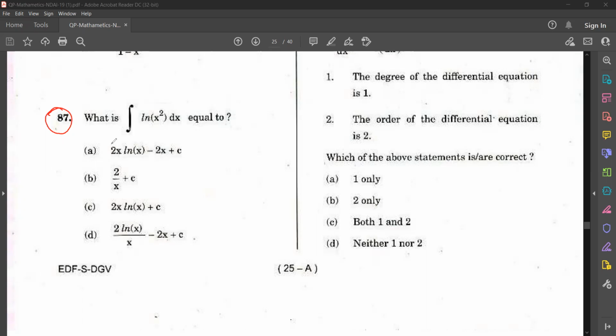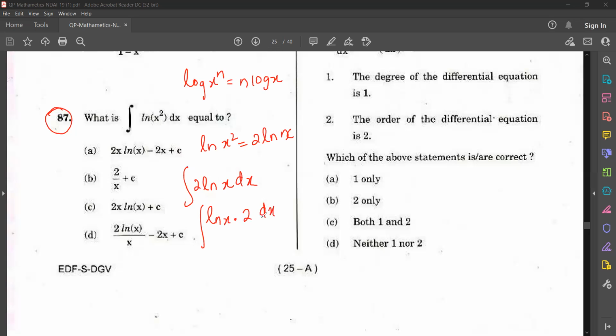So let's see how to do. Listen, what is log x raised to n? Log x raised to n is n log x. So here we have ln x square that we can write as 2 ln x, isn't it? So we have to find integral 2 ln x dx. So here I'm going to take first function as ln x and second function as 2.